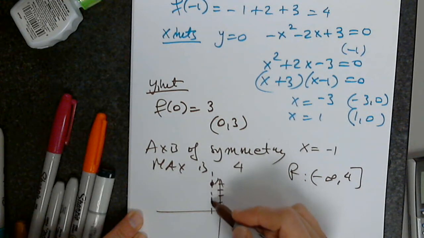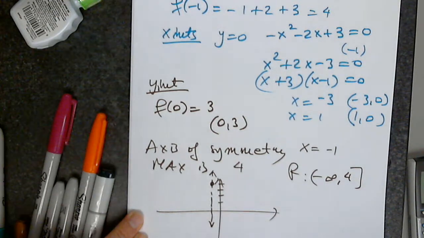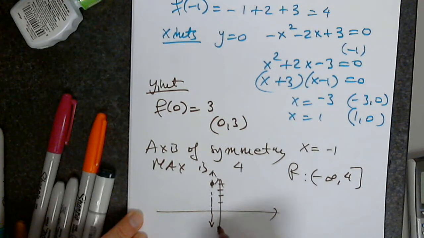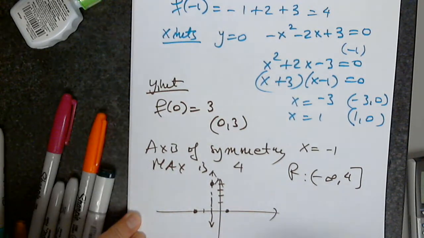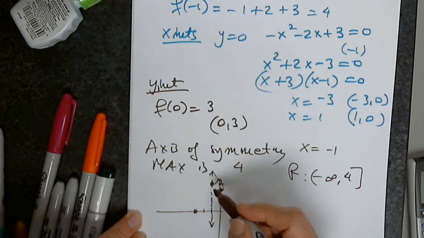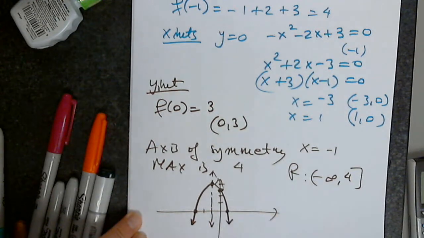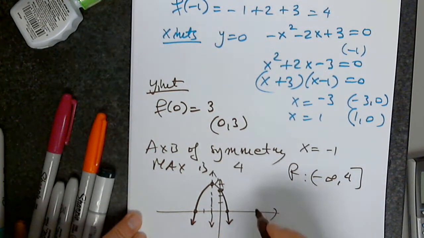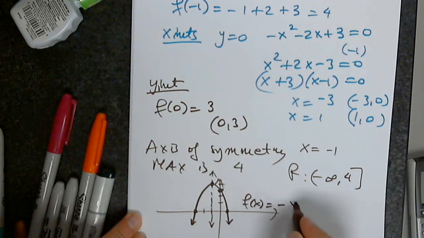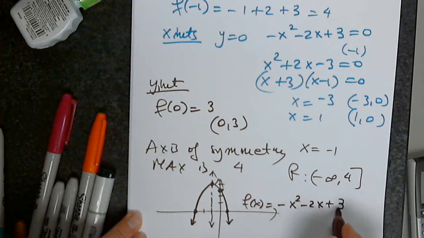Then we graph the axis of symmetry, then the x-intercepts, and then the y-intercept. And here's the graph of f of x equals negative x squared minus 2x plus 3.